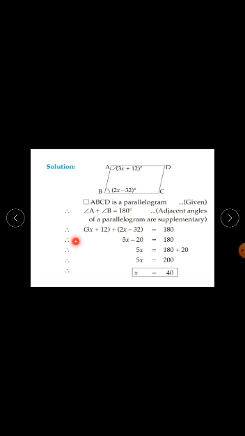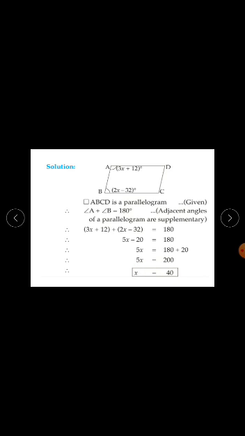Now open this bracket. 3x plus 2x is 5x and 12 minus 32 is minus 20. So 5x minus 20 is equal to 180 degrees. Now 5x equals 180 plus 20, which is 200. 5x is equal to 200. Therefore x is equal to 200 upon 5. 200 divided by 5 is 40. Therefore the value of x is 40 degrees.